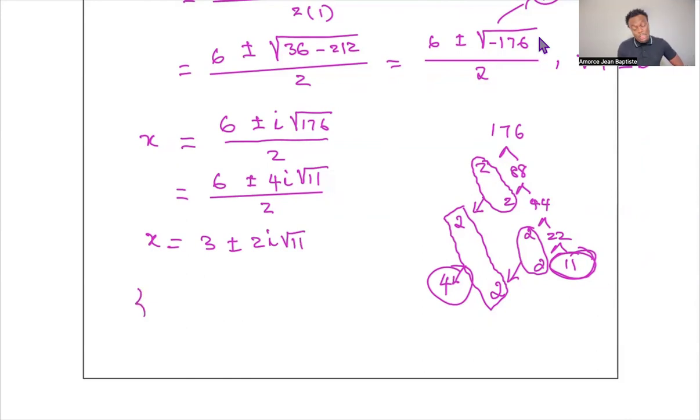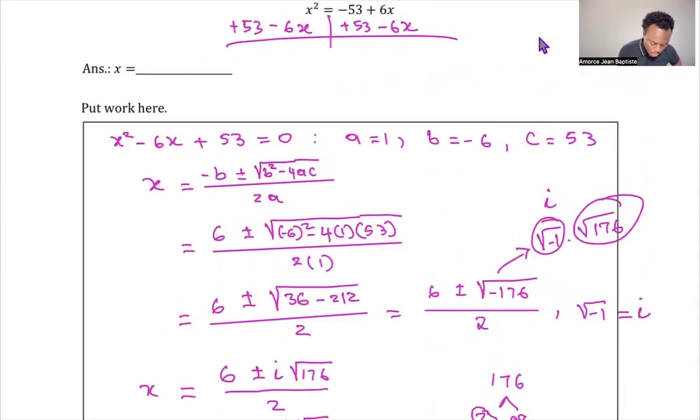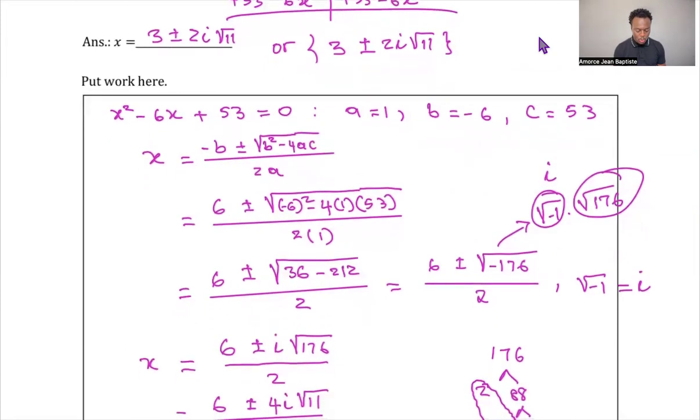In your solution set, I'm going to write it as one condensed solution with the plus or minus: 3 plus or minus 2i square root of 11. So we have the solutions for x in the solution set of the equation. The solution set is written with the braces, and then x equals 3 plus or minus 2i square root of 11. So that's how you use the quadratic formula.